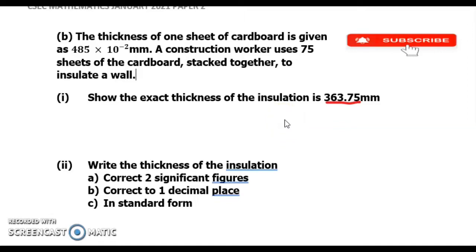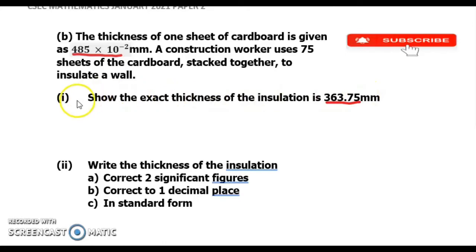So first you're going to look at the data that you have. You know that the thickness of the cardboard is 485 times 10 to the negative 2, and here they're telling you that the answer as it relates to the thickness is 363.75 millimeters. So the first thing you're going to do is start proving.